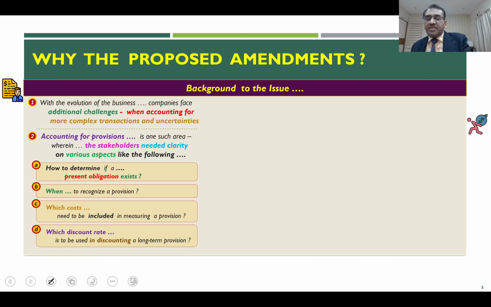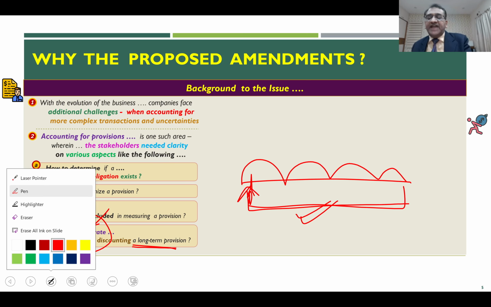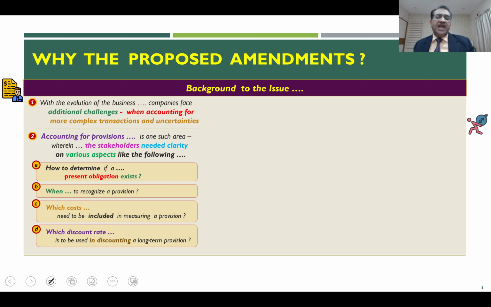And another point wherein the clarity was sought by the stakeholders is which discount rate is to be used in discounting long-term provision. You might already be aware that where there is long-term provision and the time value of money effect of such long-term provision is expected to be material, then the current accounting standard, both Ind AS 37 and IAS 37, requires that the provision need to be discounted to the present value. Now the challenge that came, okay, when there is a requirement to discount such long-term provision, what should be the discount rate at which the provision need to be discounted? There was a lot of diversity in practice in terms of which discount rate entities used to apply while discounting long-term provision. So these are the key questions wherein the stakeholders needed more clarity.